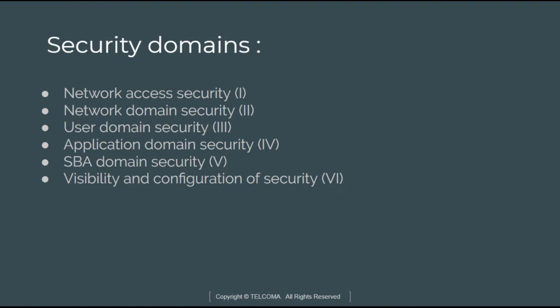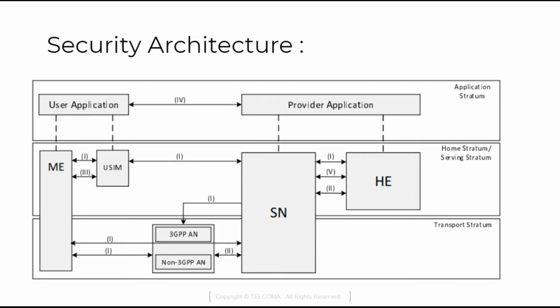Then we have SBA domain security. It is a set of security features that enables network functions of the service-based architecture to securely communicate with the serving network domains and with other network domains. These features include network function registration, discovery, authorization, etc. We have visibility and configuration of security. Here we have the set of security features that enable the user to be informed whether a security feature is in operation or not. These are all the domains which we can find in the security architecture.